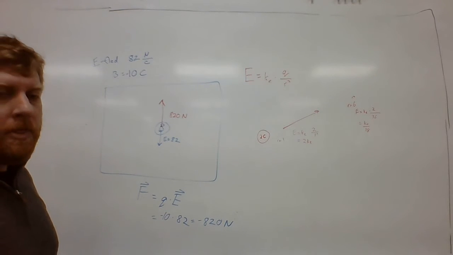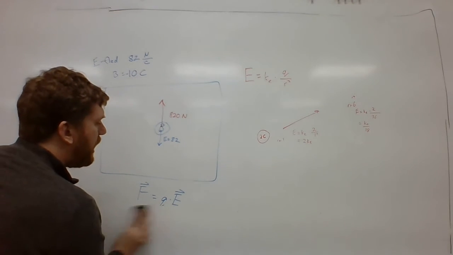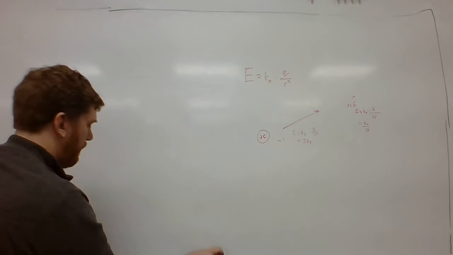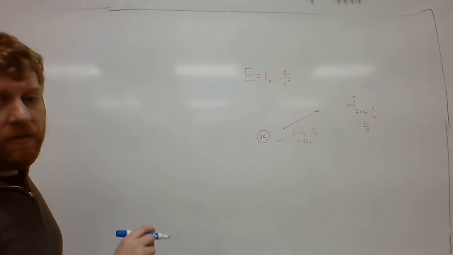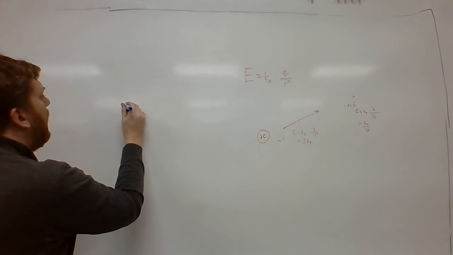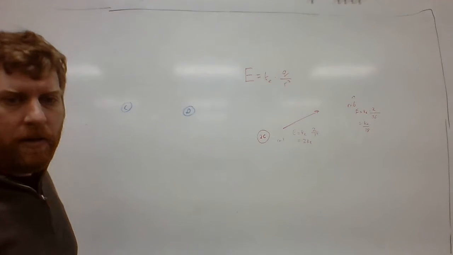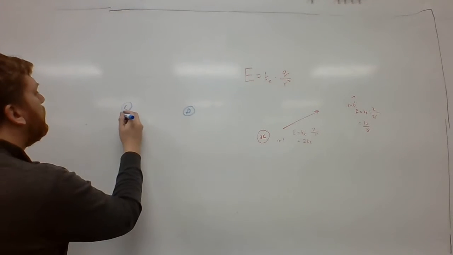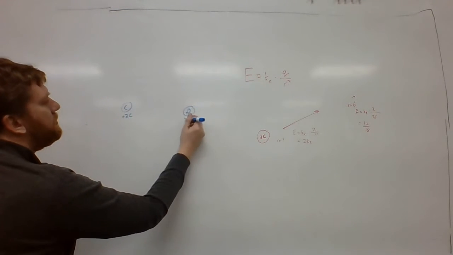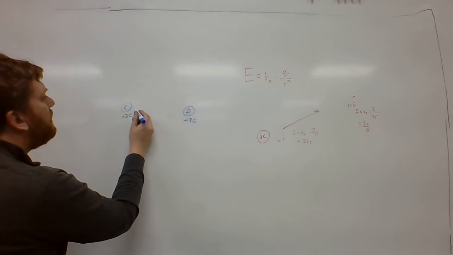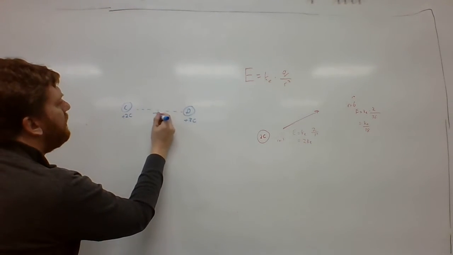Okay, so for number 3, I had a charge configuration. My charge configuration looks like this. I have a charge C and a charge D. I tell you that C is 2 coulombs, positive 2 coulombs. I tell you D is positive 3 coulombs. I tell you the distance between these charges is 2 meters.